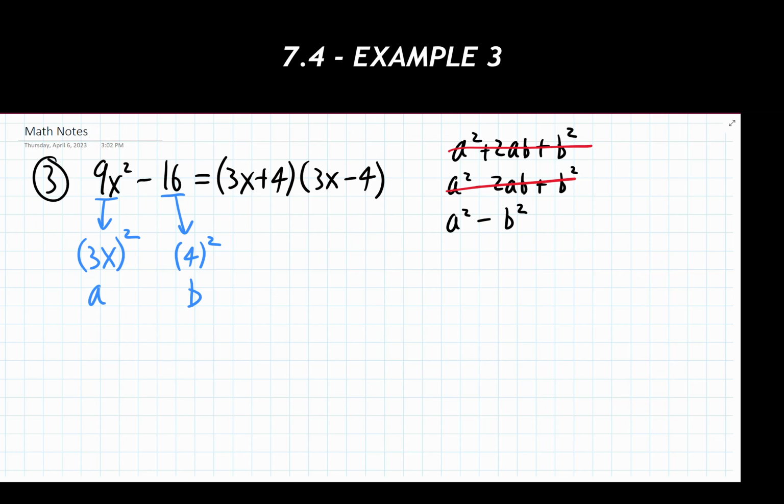The order in which you write these things really doesn't matter. The positive one could be second, the negative one could be first. Works either way. But now we have everything in our fully factored form there, and we're good to go.